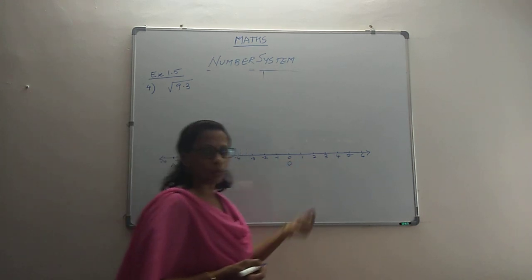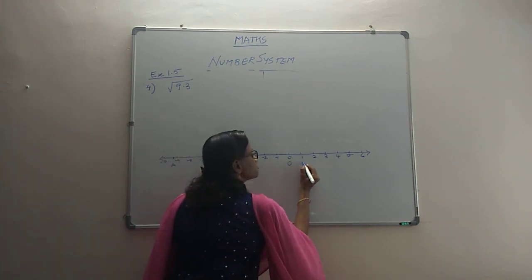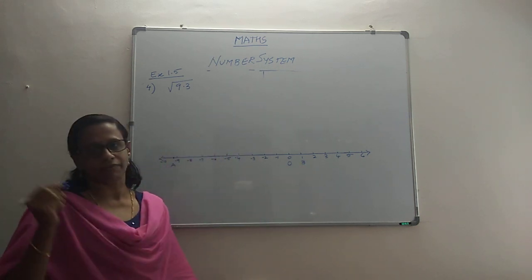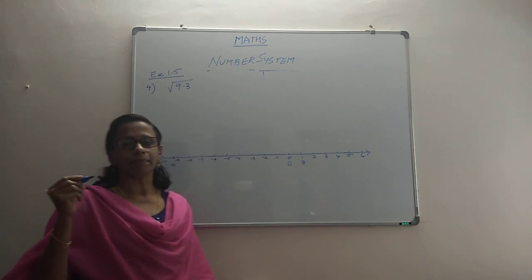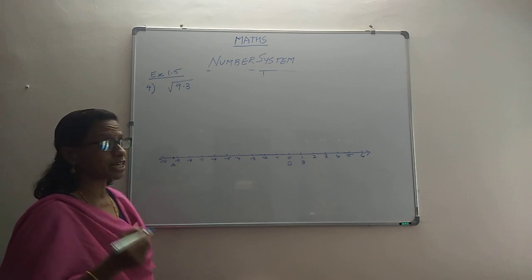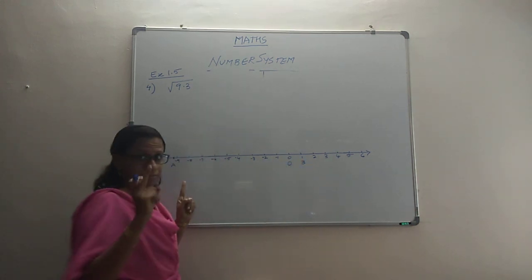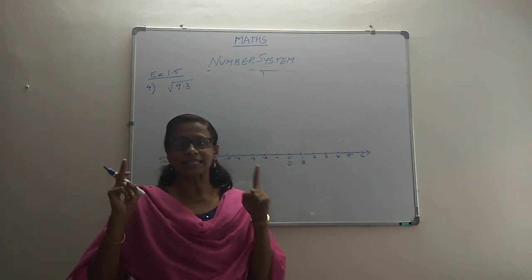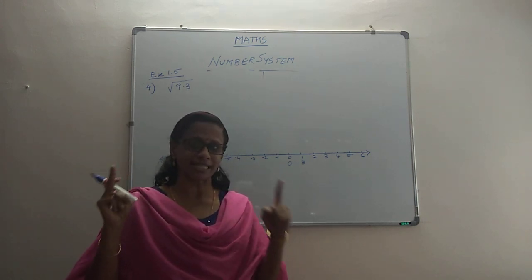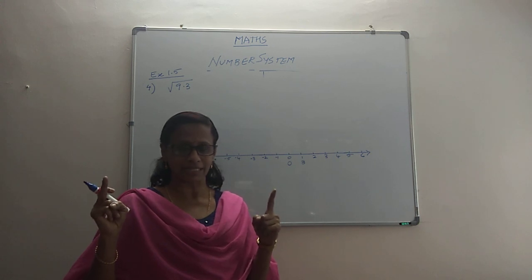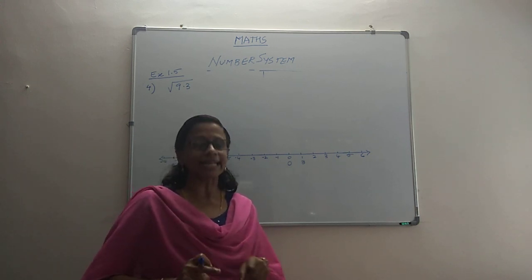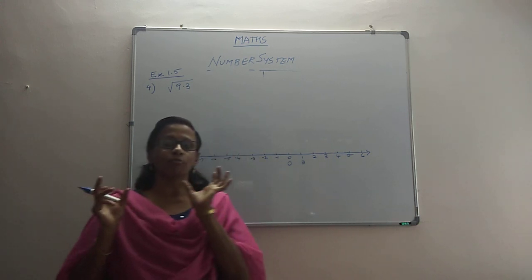We have this 1 over here, and we will call the point where the coordinate is 1 as B. Now, what is the speciality of this? We are going to draw a semicircle with AB as a diameter. Taking AB as a diameter, we are going to draw the semicircle. Now, how do we go about doing that?